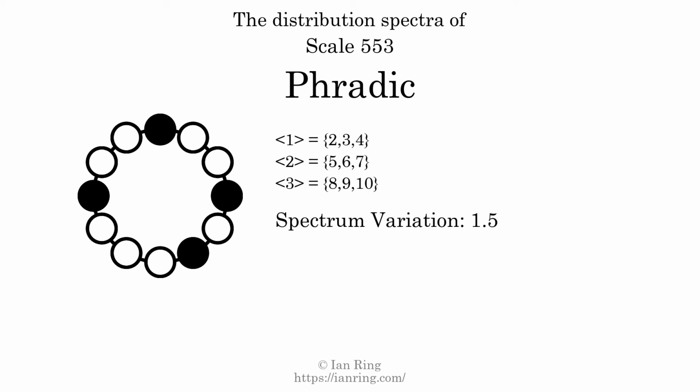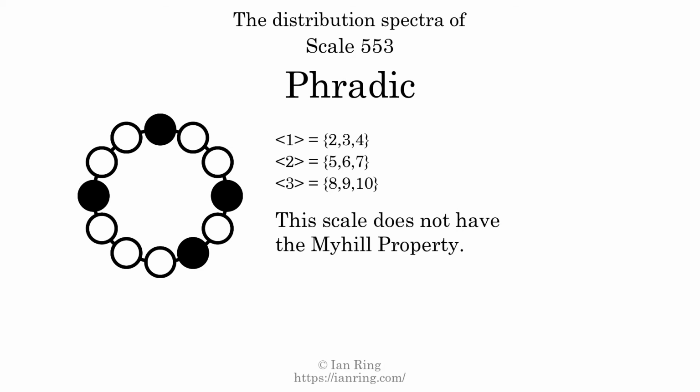Since the variation is greater than 0, this indicates that the scale is not perfectly even. The highest spectrum width is 2. Since this is greater than 1, we know that this scale is not maximally even. If every spectrum has exactly 2 specific intervals, we call that the Myhill property. This scale does not have the Myhill property. Since each specific interval appears in only one spectrum, this scale is strictly proper.